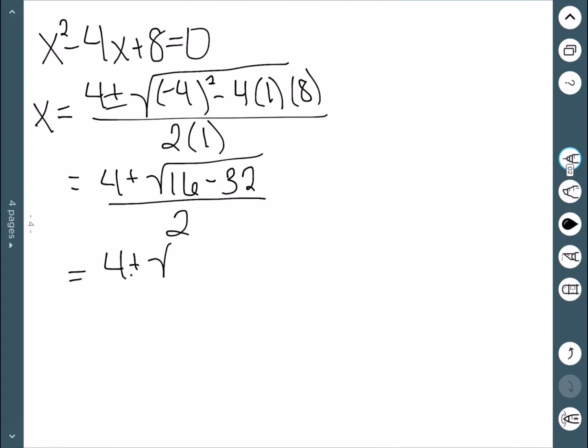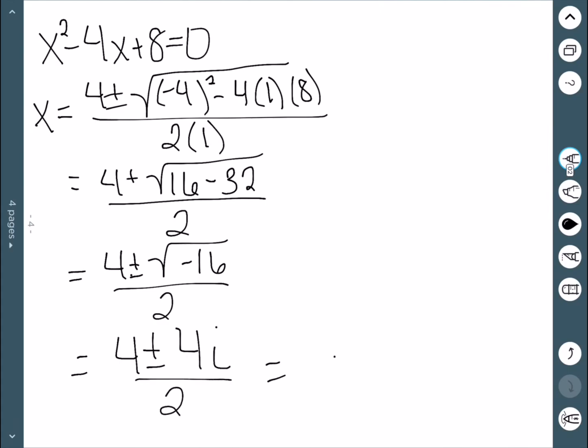Well, 16 minus 32 is just -16 over 2. So this gives us 4 plus or minus 4i over 2, which can then be simplified to 2 plus or minus 2i. So we can continue to use our quadratic formula even with these complex roots that we end up with, and it will still work out the same way.